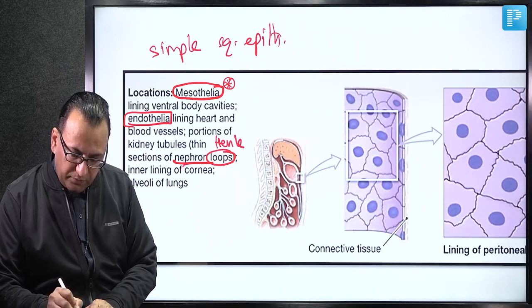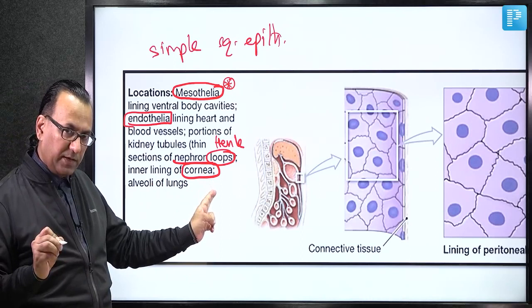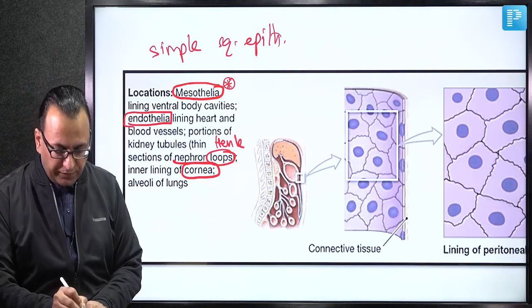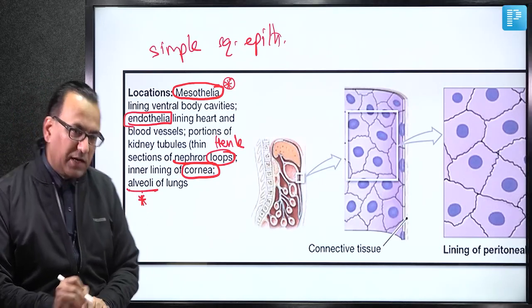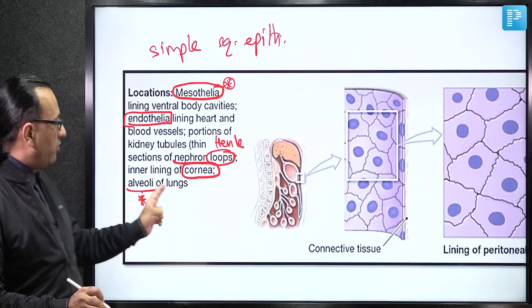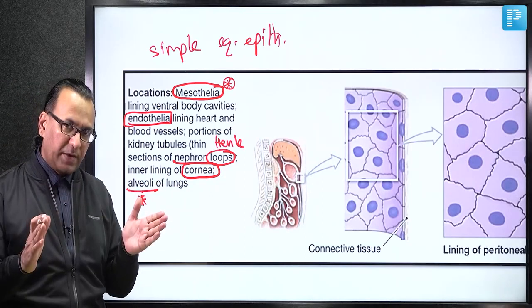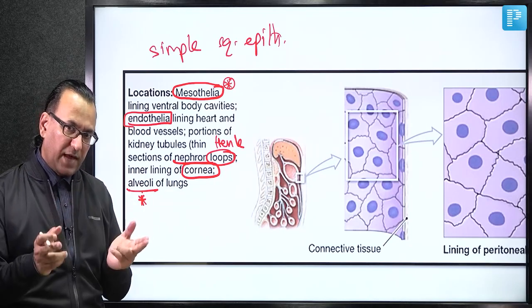Even the fifth layer of the cornea, the innermost layer of the cornea, is simple squamous epithelium. The lung alveoli are also lined, for most of the surface, by simple squamous epithelium. But why do you need simple squamous epithelium in the alveolus of the lung? Because that is where respiratory gas exchange takes place. You need a thin membrane to facilitate the diffusion of gases.